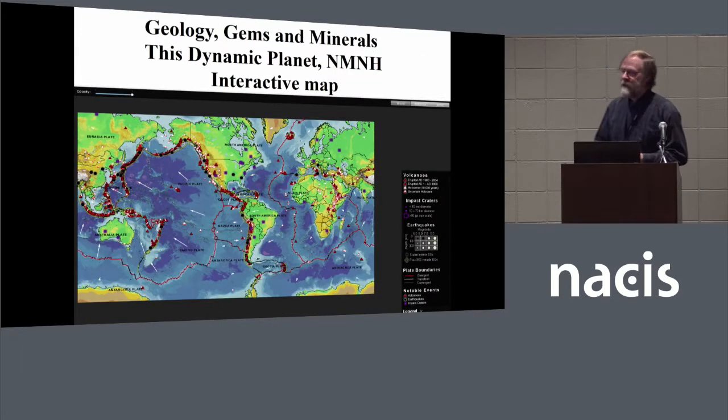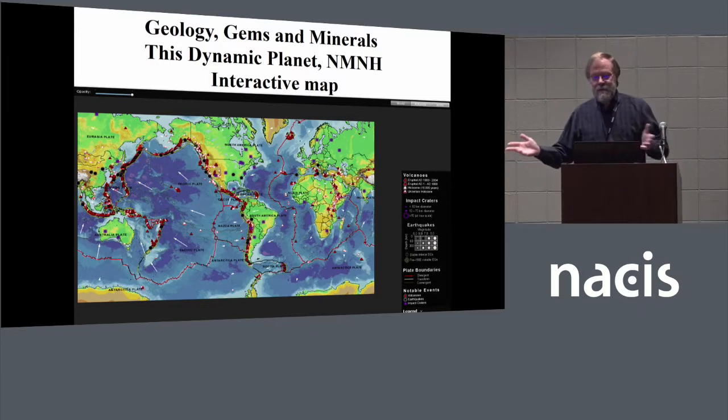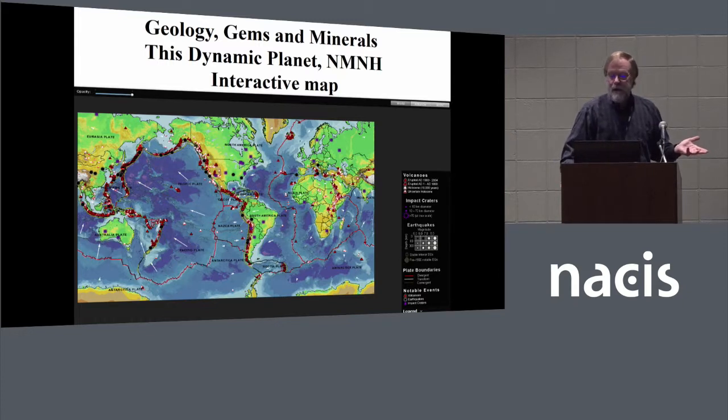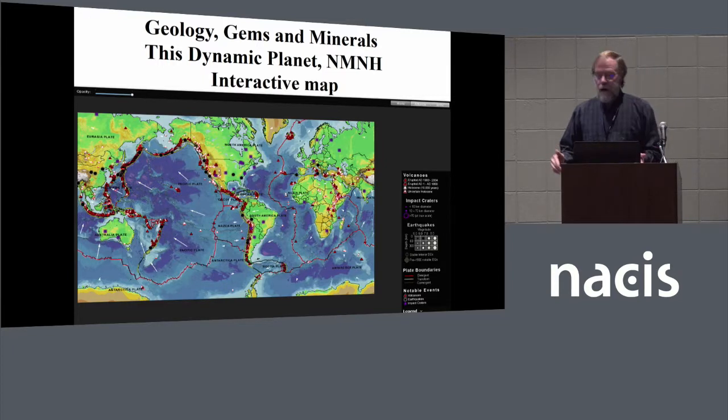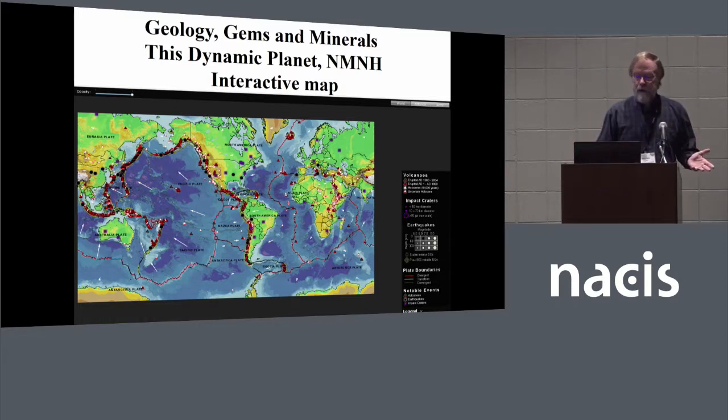In our Geology, Gems, and Minerals Hall, we have the Dynamic Planet. Throughout all of our exhibits, we have mostly static maps. In this particular exhibit, we have about 30 maps, and again, mostly static, but we have some animated and some interactive. This one here is interactive, and people can identify the entire planet or particular zones of the planet to look at different volcanoes and earthquakes around the Earth, and it just does get a lot of attention from people.